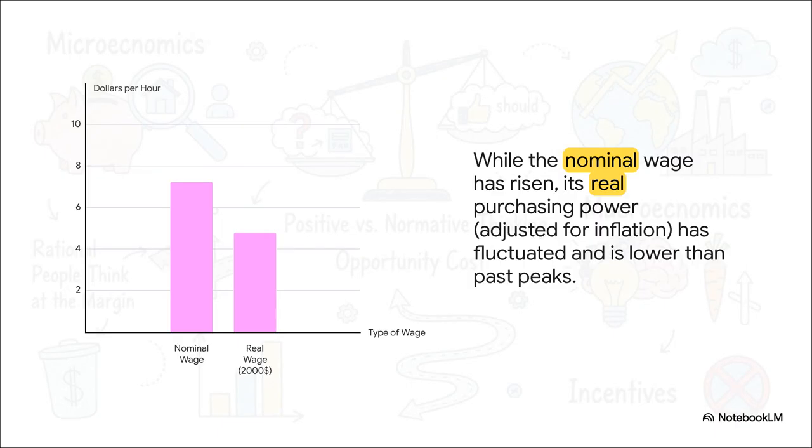Let's switch gears to another huge policy debate, the minimum wage. This chart from Pindyck and Rubinfeld is just fascinating. The top line shows the nominal wage. That's the dollar value written into law. It mostly goes up, right? But the bottom line is the real wage. That's the wage adjusted for inflation, what you can actually buy with it. And look at that. The purchasing power of the minimum wage in 2010 was actually lower than it was back in the 60s and 70s.